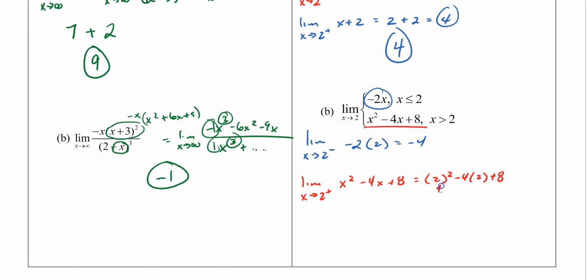2 squared is 4, minus 8, plus 8. Those cancel out. I'm left with just a positive 4. Since my left side and my right side are different, the limit does not exist.